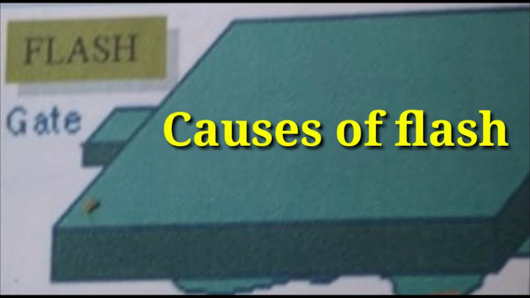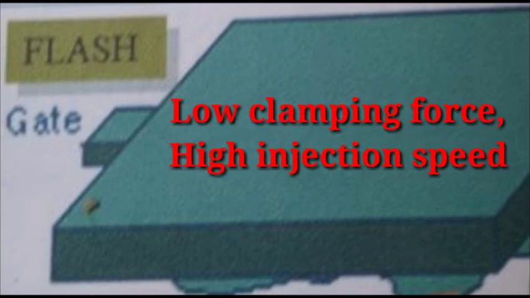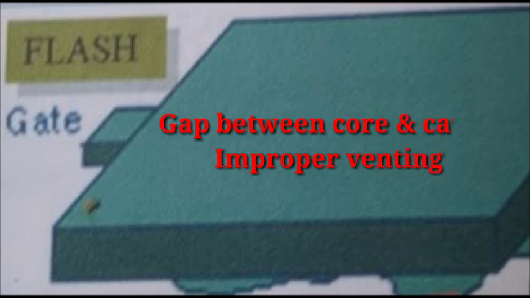Low clamping force, then the material at high injection speed will come outside. Second is the gap within the mold parting line, and third is the improper venting and material is too hot. These are the main causes of the flash.